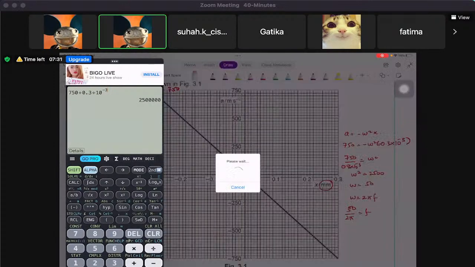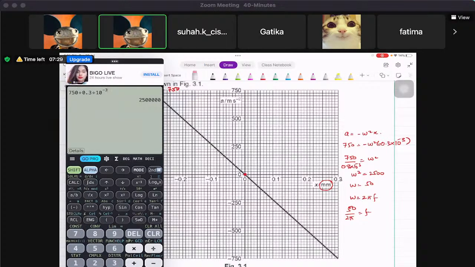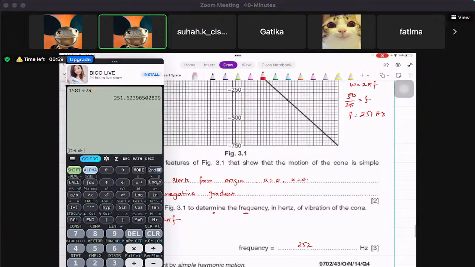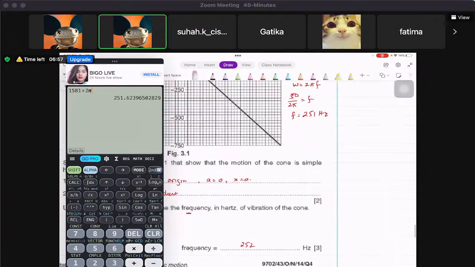Okay, so that is 2,500,000. Then under root, omega is 1581, and then 1581 divided by 2 and divided by pi. That's basically 251 hertz, 252 basically. Is it clear, everybody? Like that. Any questions? Please let me know.